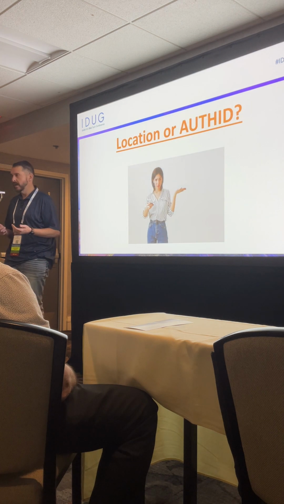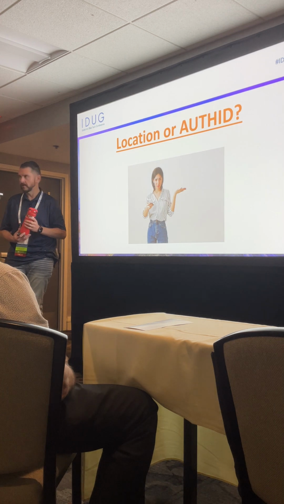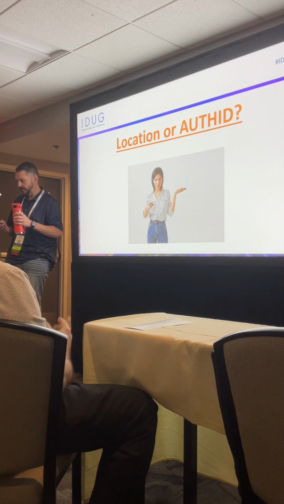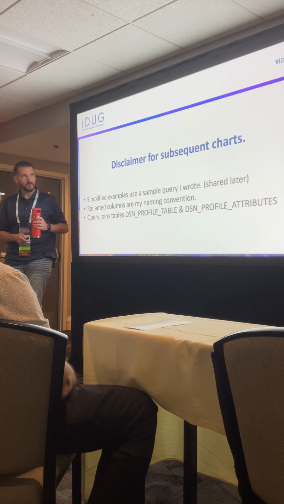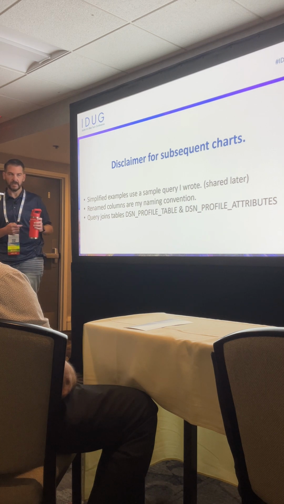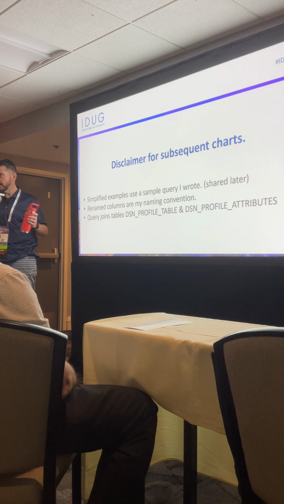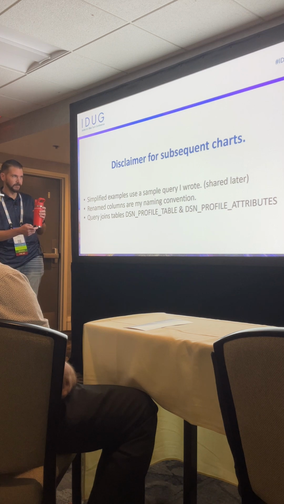All right, so we had a couple questions already about location ID or auth ID. Which way do you want to go, right? Maybe you have a clue, maybe you don't, but we're going to get there. All right, disclaimer for my subsequent charts. I try to make this super simple for you, so some of the column names may not be exact. I rename some of those. I do give you a sample query that I generated for these charts to simplify the conversation. And I am doing a table join just so I can see my stuff, right?